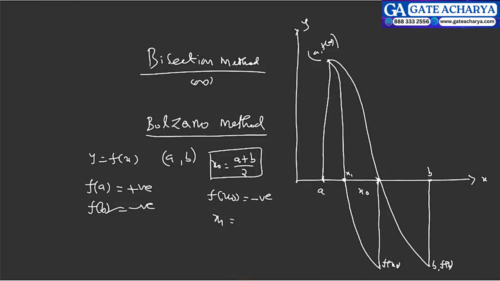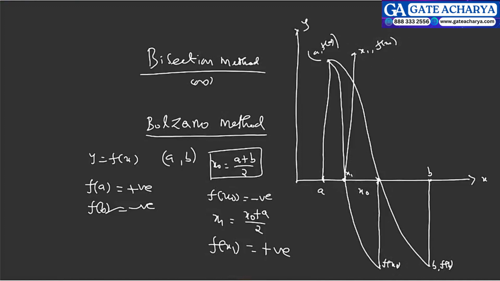Now we apply the bisection method. So bisect the interval x0 to a. Sum of these two, x0 plus a divided by 2, is our x1. Next, suppose when you find f of x1, this value is positive. So here it is our positive value, and we extend this curve in the upward direction. It is our x1 and f of x1 here.